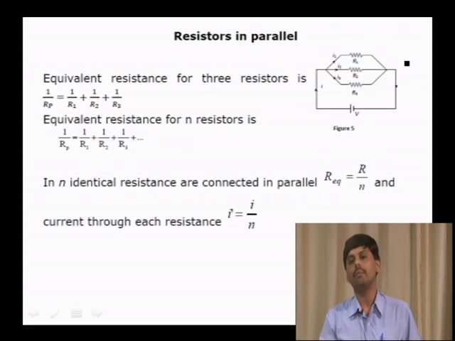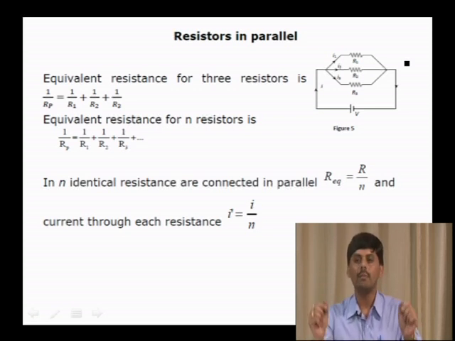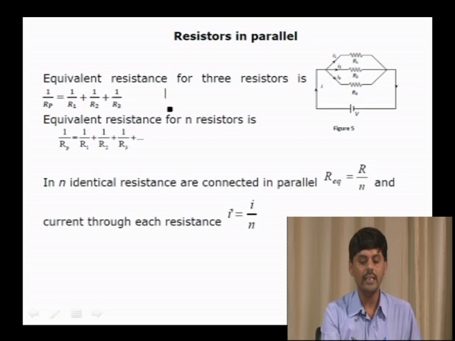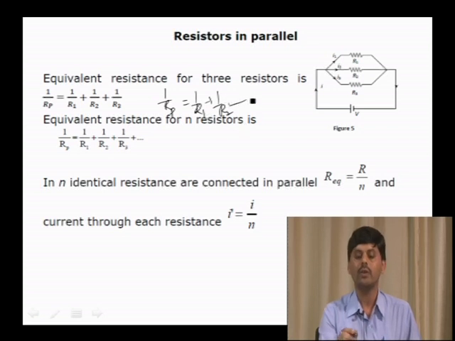Similarly for parallel combination. In parallel combination, here in this diagram I have taken the 3 resistors, connected to 2 common points, and the common points are connected to the source. The equivalent resistance is 1 by Rp, where Rp means parallel, equal to 1 by R1 plus 1 by R2 plus 1 by R3. This is for 3 resistors. If you have only 2 resistors, then Rp is equal to R1 R2 by R1 plus R2, like this we are going to use.